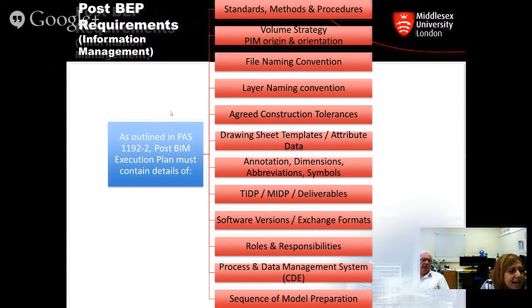So again, as outlined in the PAS, what should be in the BIM execution plan? These are the things which should be in the execution plan. And as you can see, they are very, very specific, very, very particular, which means that if specified right from the start, hopefully there should not be a lot of problems, a lot of litigation, and a lot of lawsuits and you name it, all right? Because everything has been specified and followed right from the start. So what are these things? And I can see there are a few questions, but I'll take them just when I finish this part.